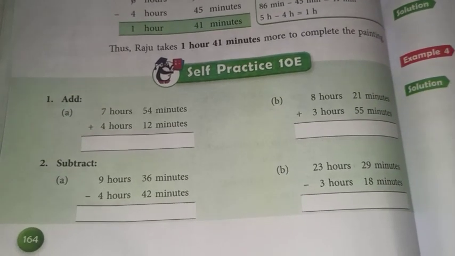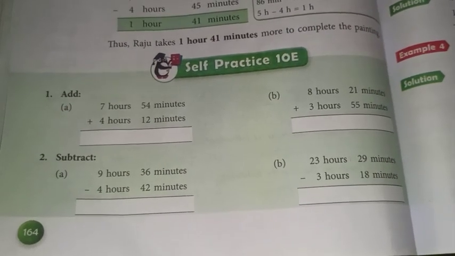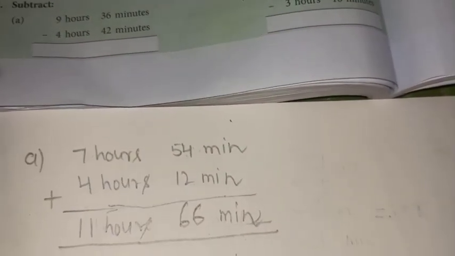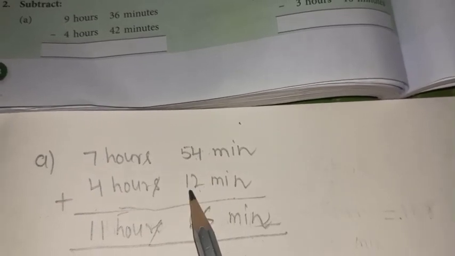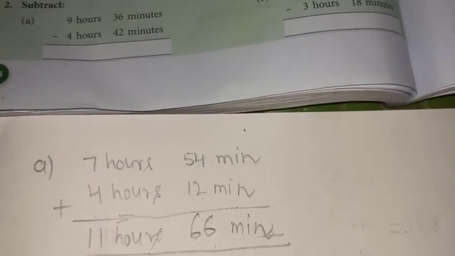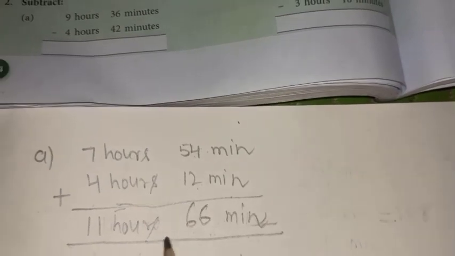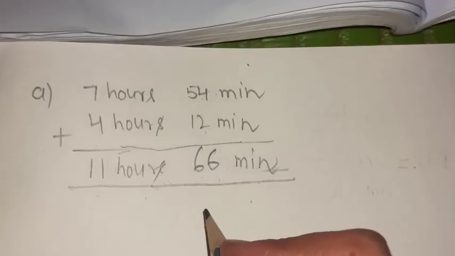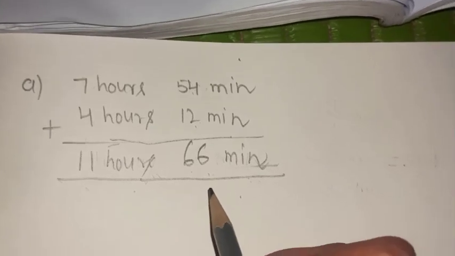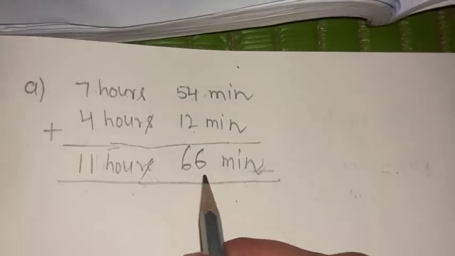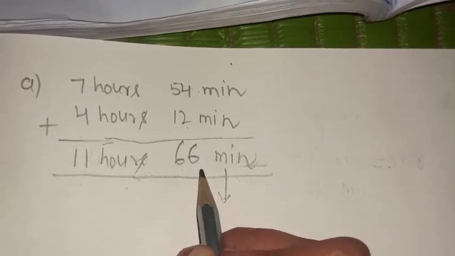Now question number 1 is you have to add the given timings. As I have noted down the question here, you have to note it down also. We have to add here, so as we usually add, we have to add in the similar way. 4 plus 2 is 6, 5 and 1 is 6, then 7 and 4 is 11 hours. But this is not your final answer. For getting the final answer, you have to do one more step. And what is that step? You have to subtract 60 here.